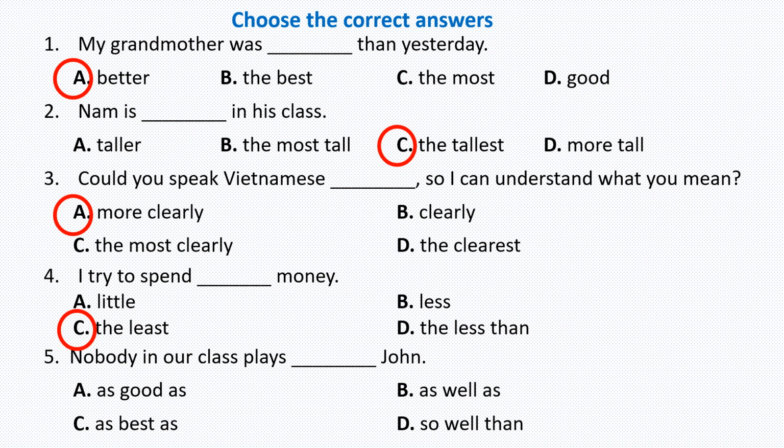5. Nobody in our class plays ___ John. A. as good as. B. as well as. C. as best as. D. so well then. B is the correct answer. Nobody in our class plays as well as John.